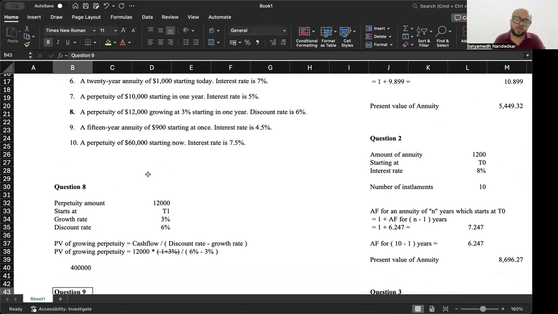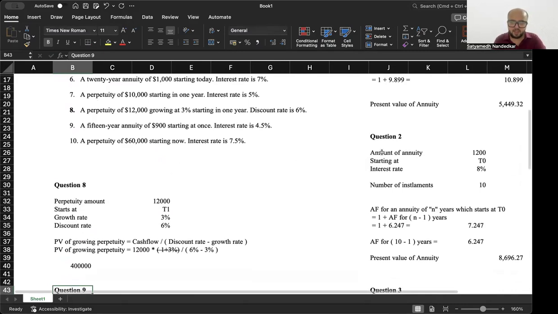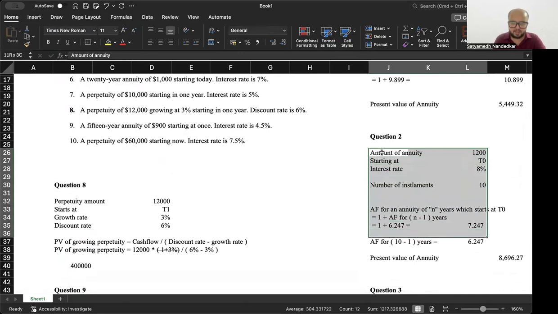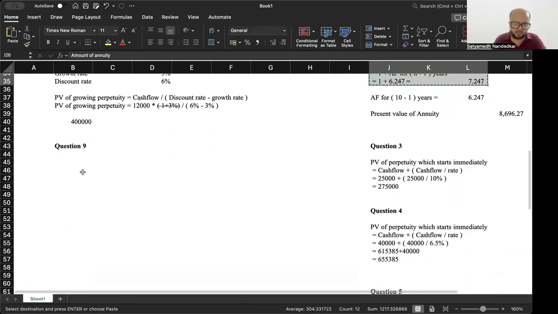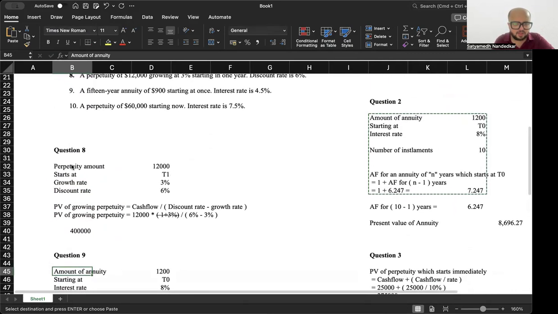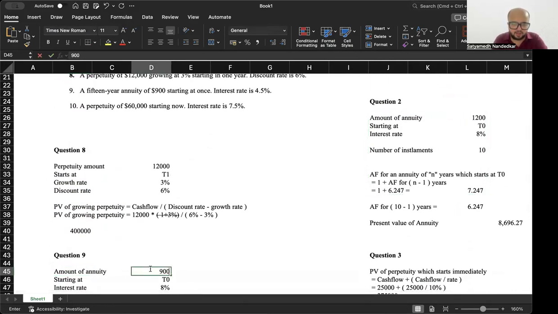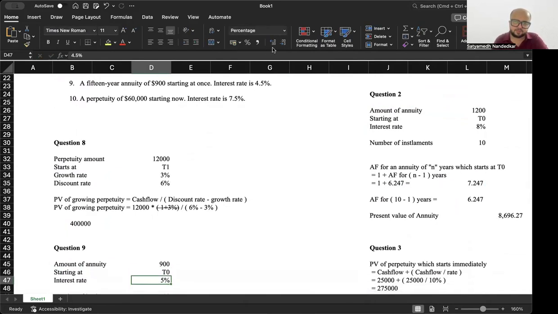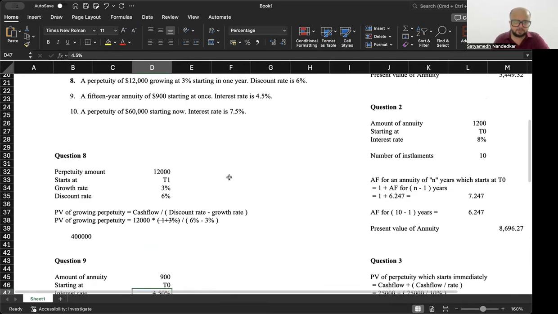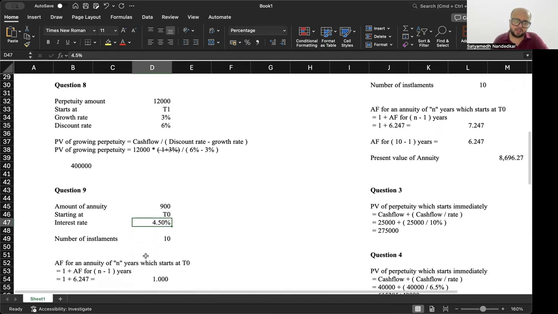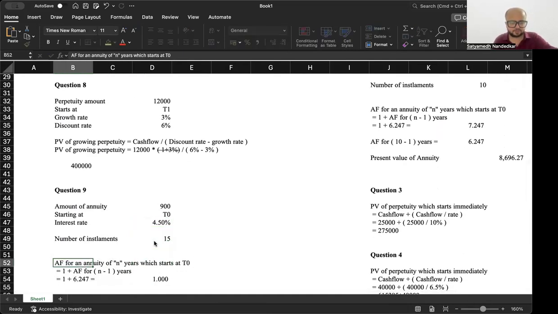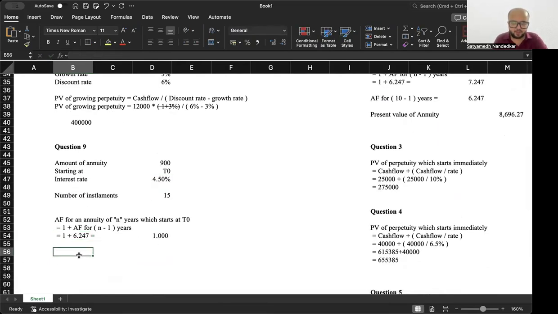Then a 15-year annuity of 900 starting at once. Annuity which starts at once, I think we are all used to the calculation by now. How exactly will we do the calculation? This is an annuity of 900 starting at T0. Interest rate is 4.5%. Number of installments is a 15-year annuity, so 15 installments. Annuity factor for n minus 1 years. So here we'll need annuity factor for 14 years.